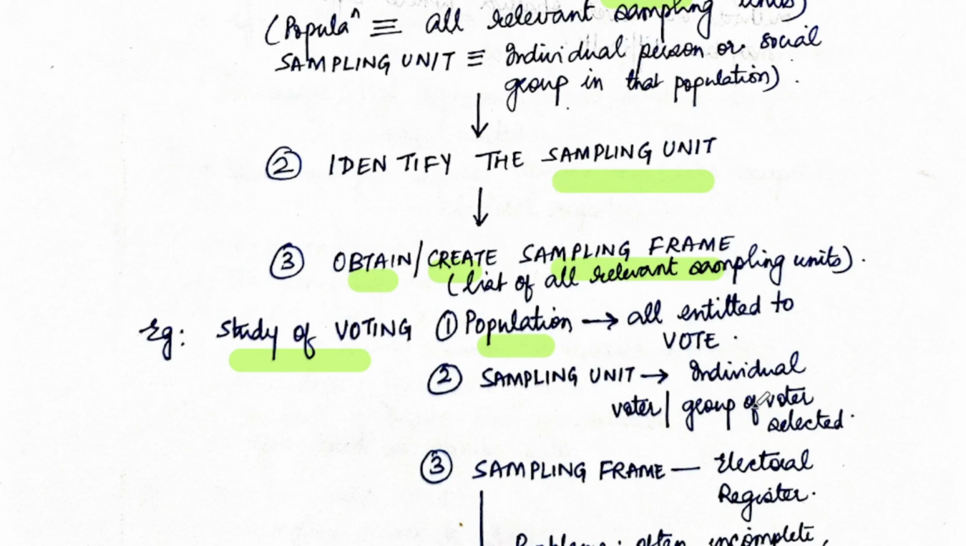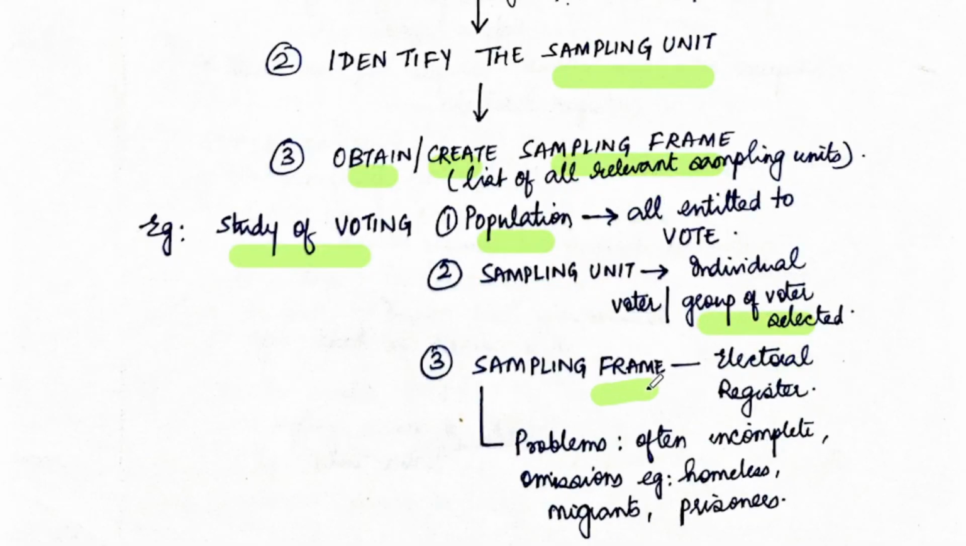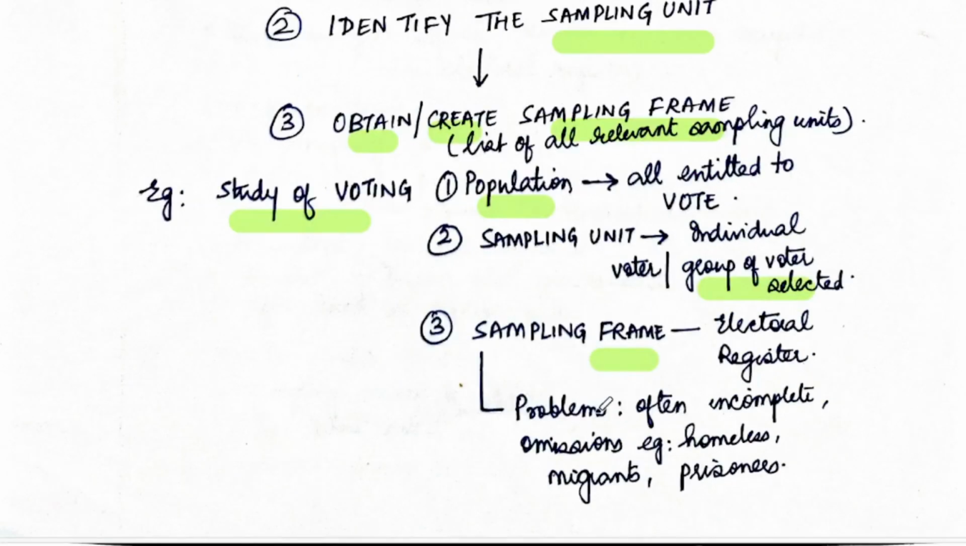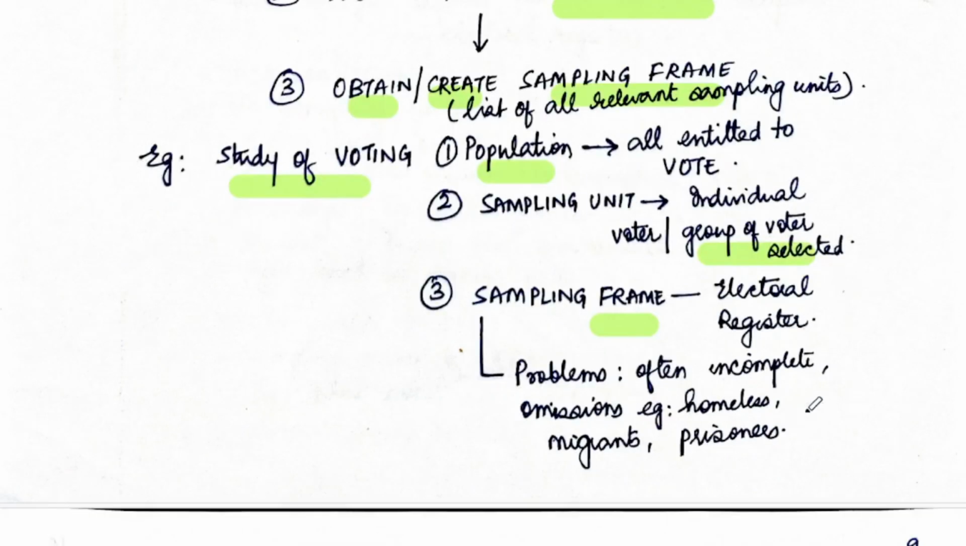Sampling unit could be an individual voter. Maybe we need just to study that individual voter and that person's experience, or we may even select an entire group. It could be an individual person or a social group in that population. And third, sampling frame. The sampling frame here for the purpose of voting will be the electoral register. Now here we must understand that the electoral register or any other sampling frame may have certain real world or practical problems, which could be that it could be incomplete or there could be omissions.